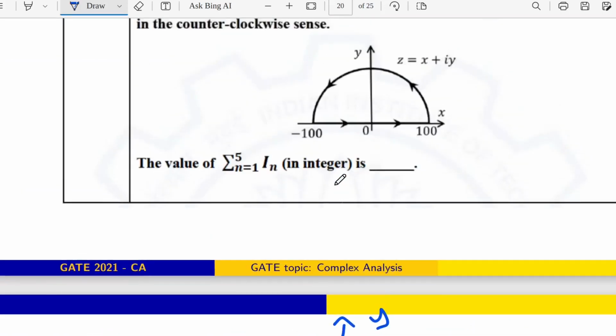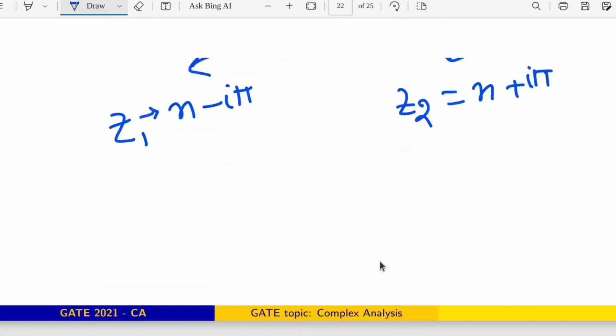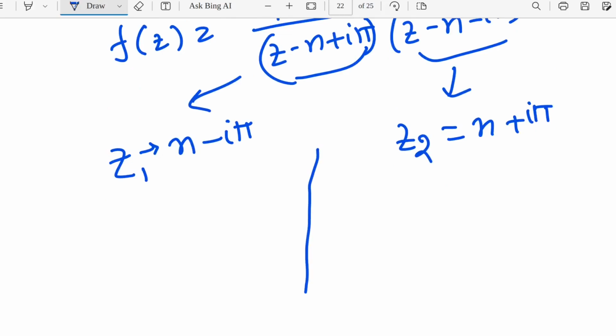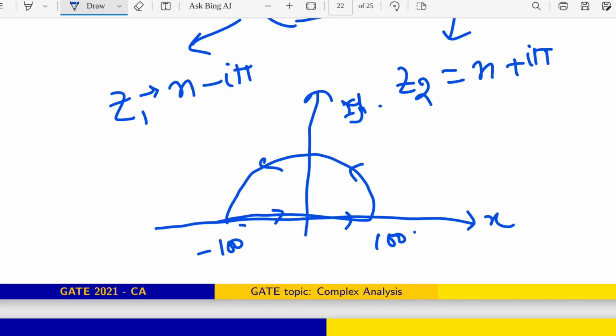Now we have to check in this plot which singular point will be present. So I am going to draw that one again. It was y, sorry. Then from here to here I am going anti-clockwise, and it is minus 100 to plus 100, and it is 0. Now we have to think, among this point and this point, which point will lie in that contour.